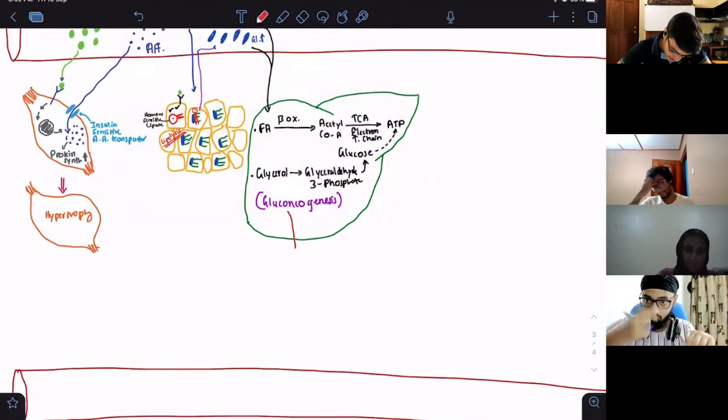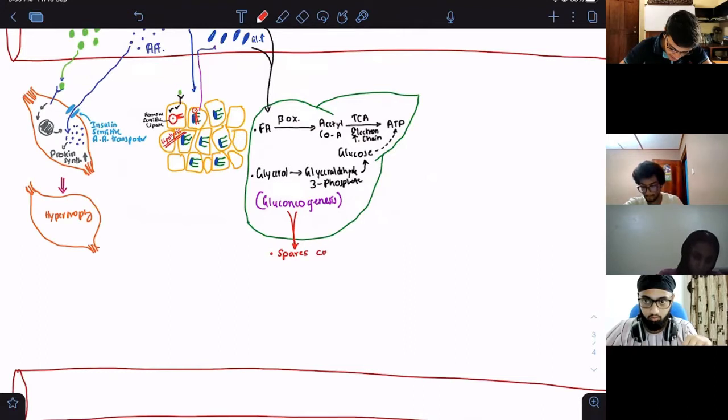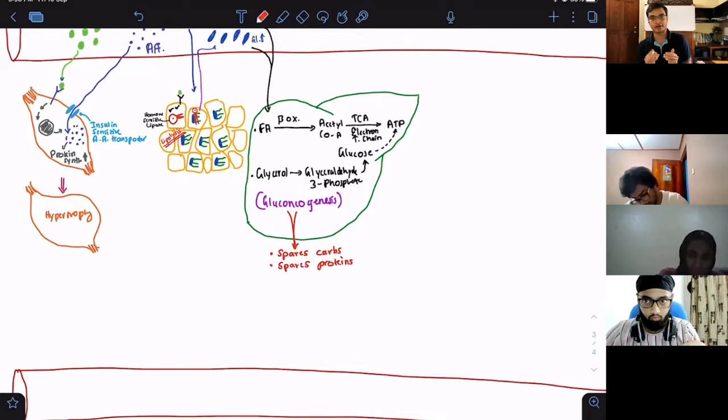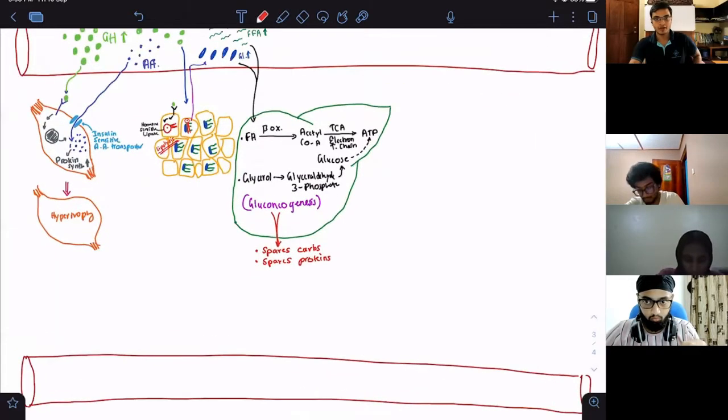For now, guys, you all can draw this like this. This gluconeogenesis, it does what? It spares carbohydrates. Also, it spares what? Proteins, because we are using glycerol now. So proteins are also spared. Just keep it written down. We'll see what is happening. Did everyone understand up to this?